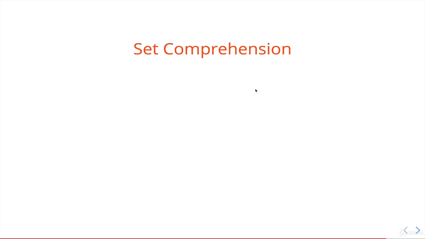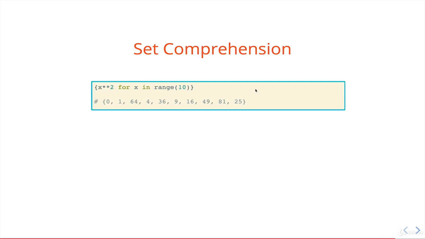Set comprehension is the same idea behind list comprehension and dictionary comprehension, in that we can very rapidly create sets using a sort of shortcut notation. We can copy sets or manipulate them and make new versions where we operate on each item in the set. So here's a simple example.